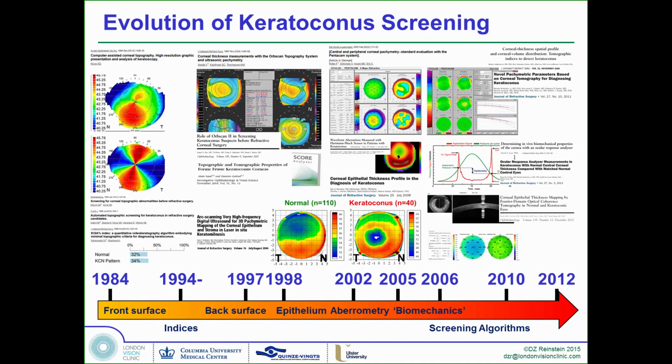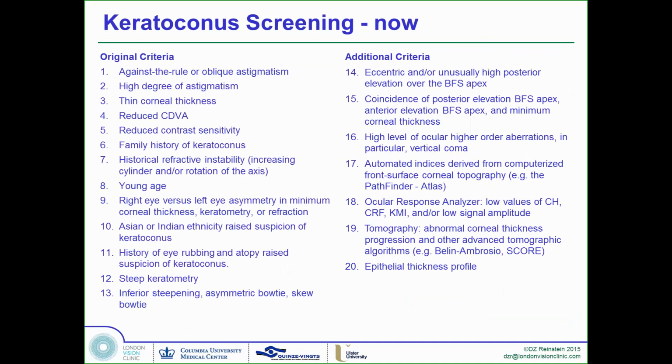And finally, in 2012, a commercially available epithelial thickness map came on the market internationally. This is wonderful. This means that many more investigators can now get into the properties of the epithelial thickness profile and how it behaves and how we can use this as a powerful tool for screening for keratoconus.